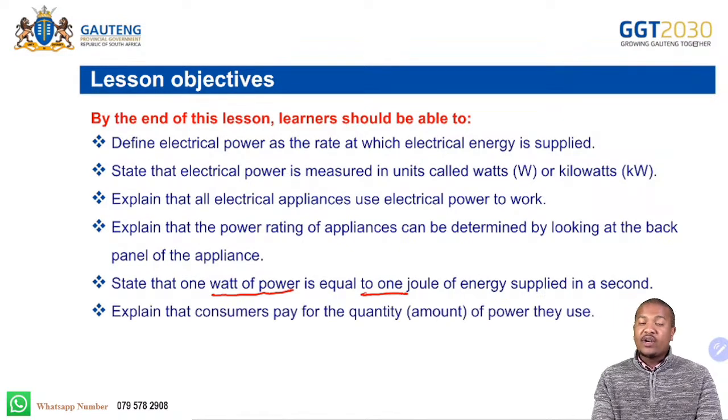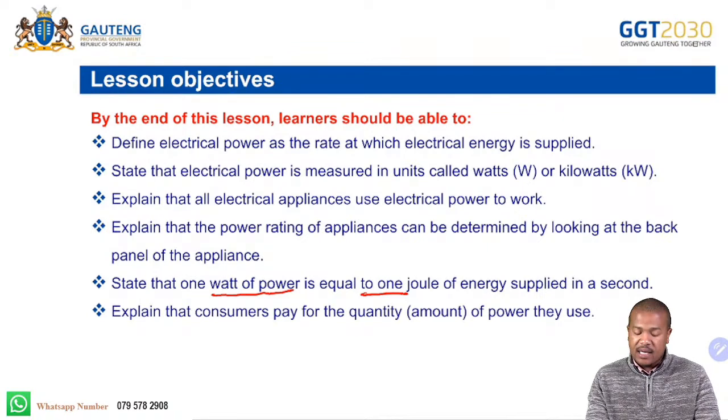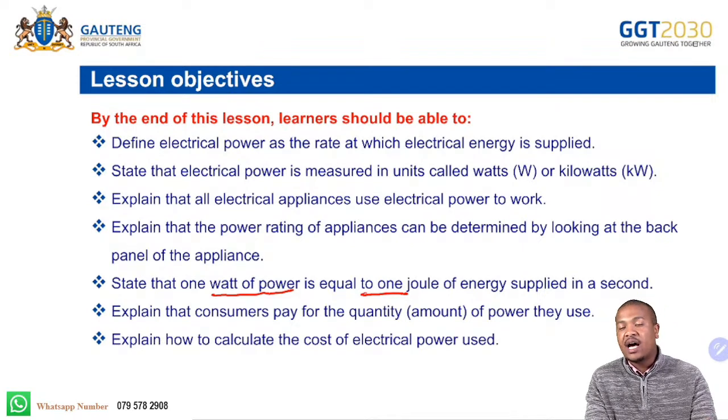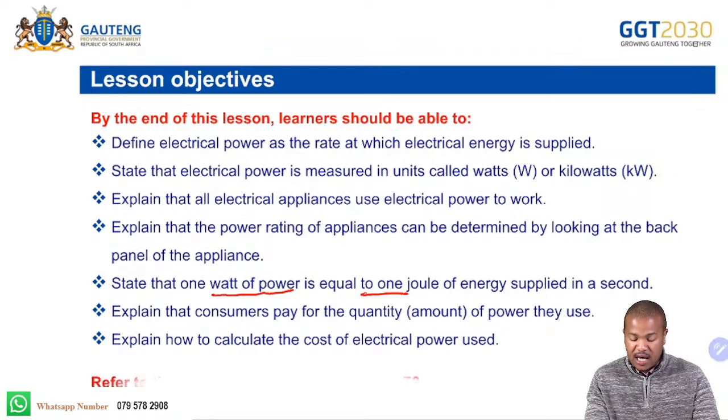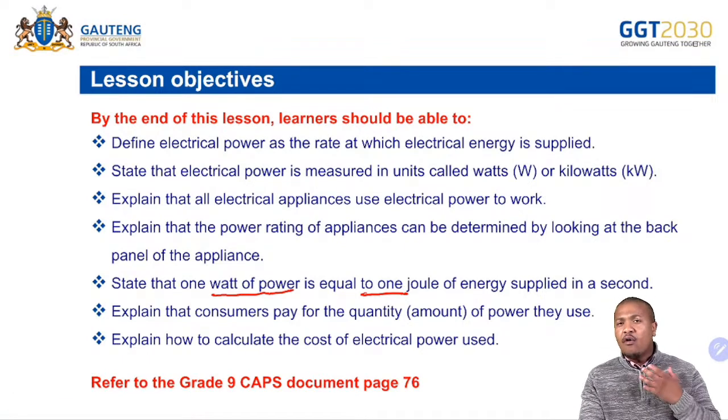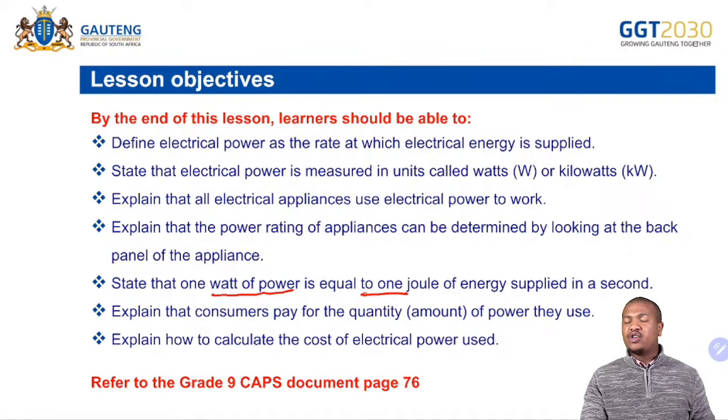And we need to be able to explain that consumers pay for the quantity of power they use. They pay for the amount of power they use. And lastly, we need to be able to explain how to calculate the cost of electrical power used. All this information is found in the CAPS document on page 76. As we move on, please take out your notebooks so that you can write down each and every important point about this lesson.